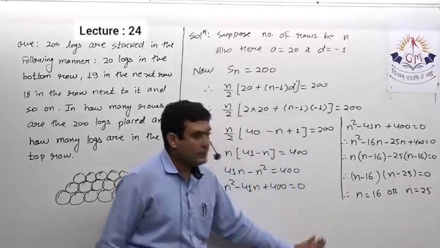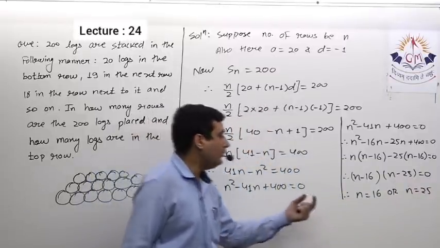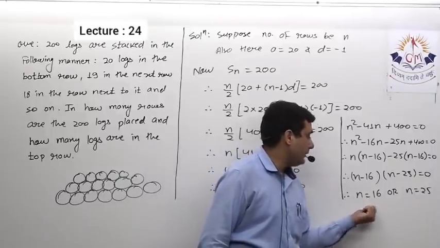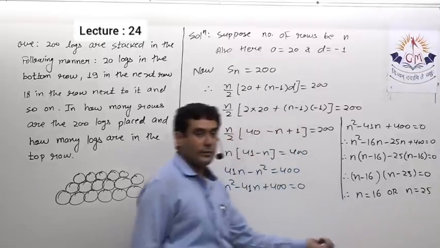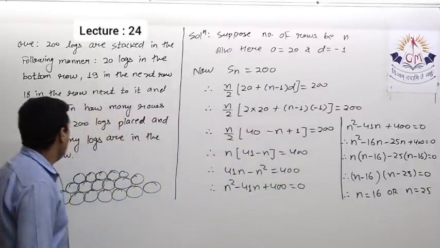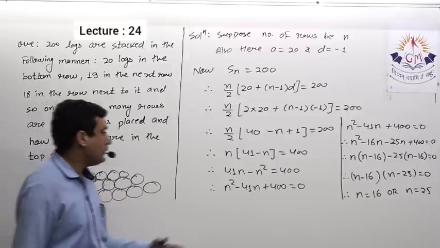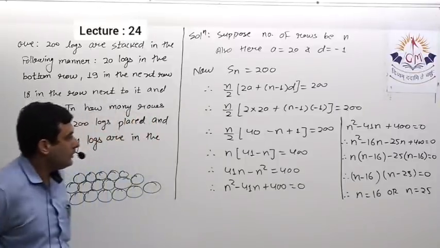So note it down up to this point, then we'll see how we can approach which among these two is correct and which is incorrect, as well as how to get the number of logs in the last or the top row. Okay, so note it down.